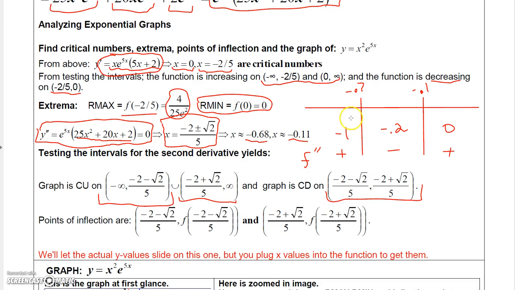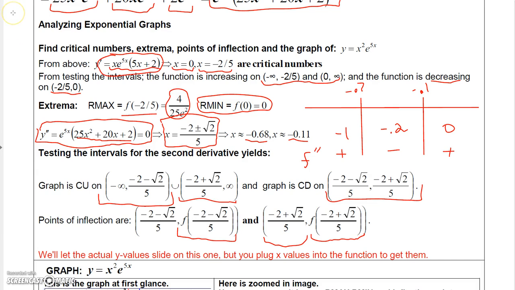And now the points of inflection, I'm not going to make you go in and find these values. But since the concavity changed here, you're going to get a point of inflection at that point, where the x value is minus 2 minus square root of 2 over 5. And for the y value, I just went ahead and said the y value is just f of that value. And then for the point of inflection over here, that point, negative 0.1, represents negative 2 plus square root of 2 over 5, and the y value would just be the function evaluated at that value. So we'll just let the y value slide on that.